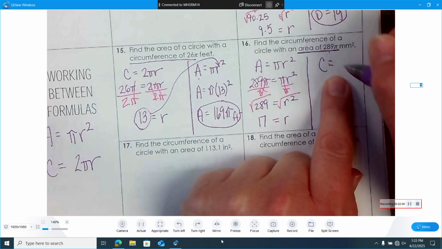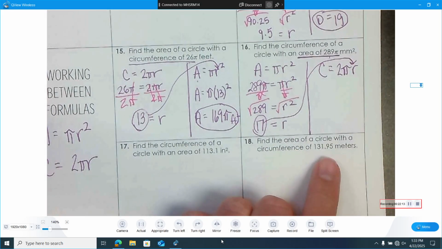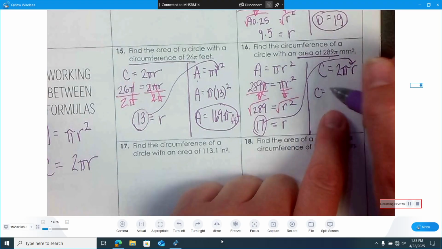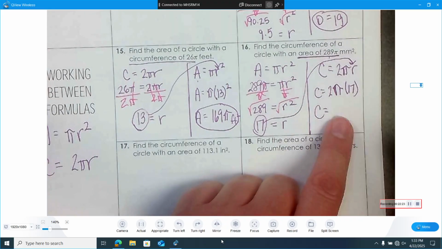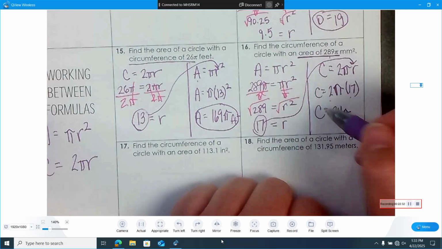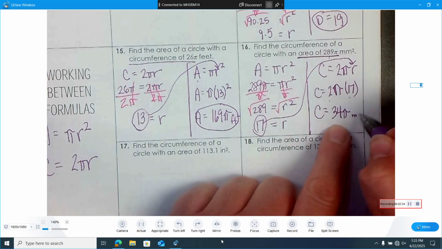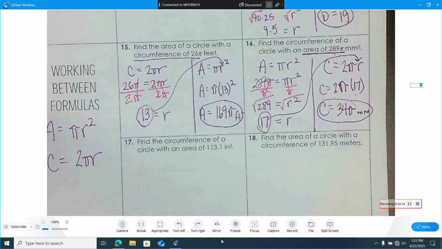Yeah, we want to find circumference. So 2 times pi times r. So we're going to take our 17 and put it in place of the radius there. So 2 times pi times 17. And that's going to give me what? 34 pi. 2 times 17 is 34 with a pi attached. That is just millimeters because it's a length unit, not an area unit.